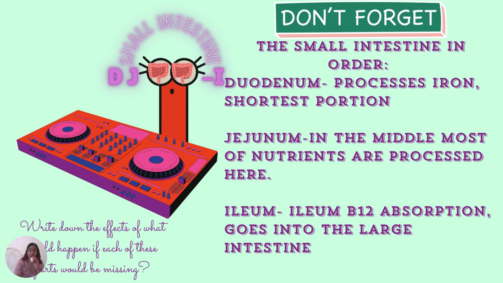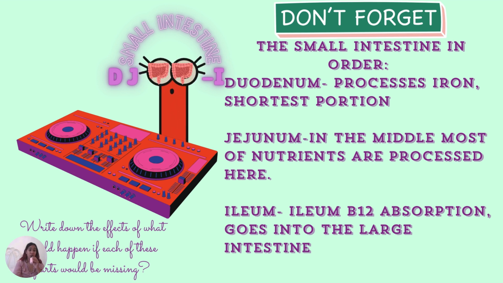Why does that matter? Take a pause and tell me what would happen if the duodenum was missing, if the jejunum was missing, if the ileum was missing, and what about the large intestine? What would happen if the large intestine was missing? Well, sometimes if portions of it are missing, they can just kind of connect it together. Otherwise, you might need a bag to be able to defecate or to pass stool.